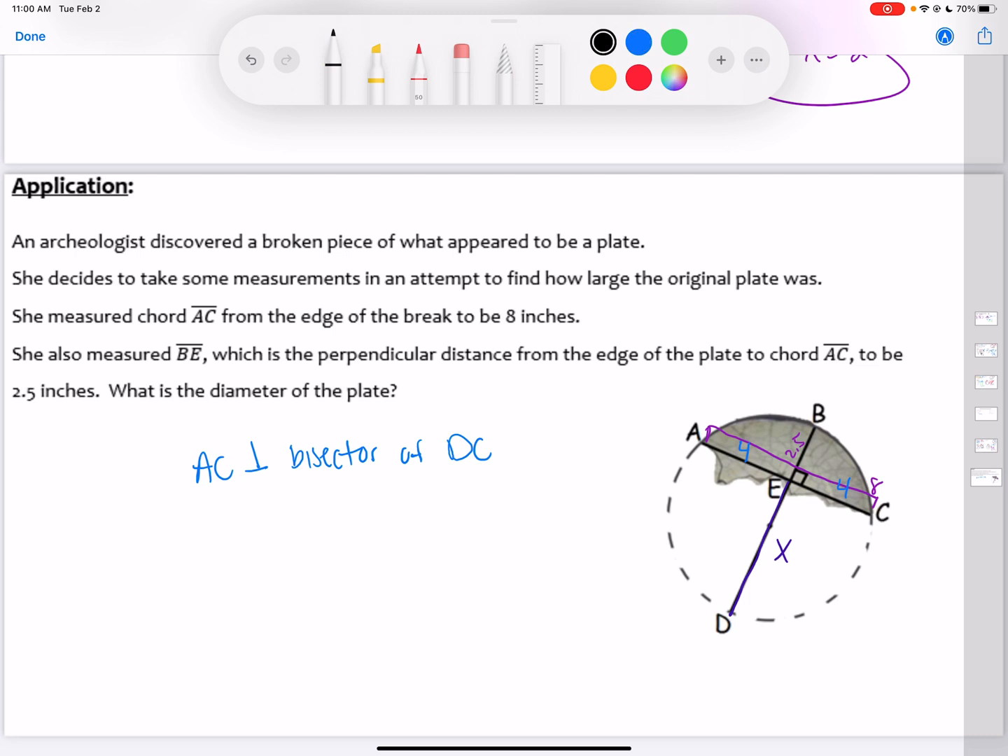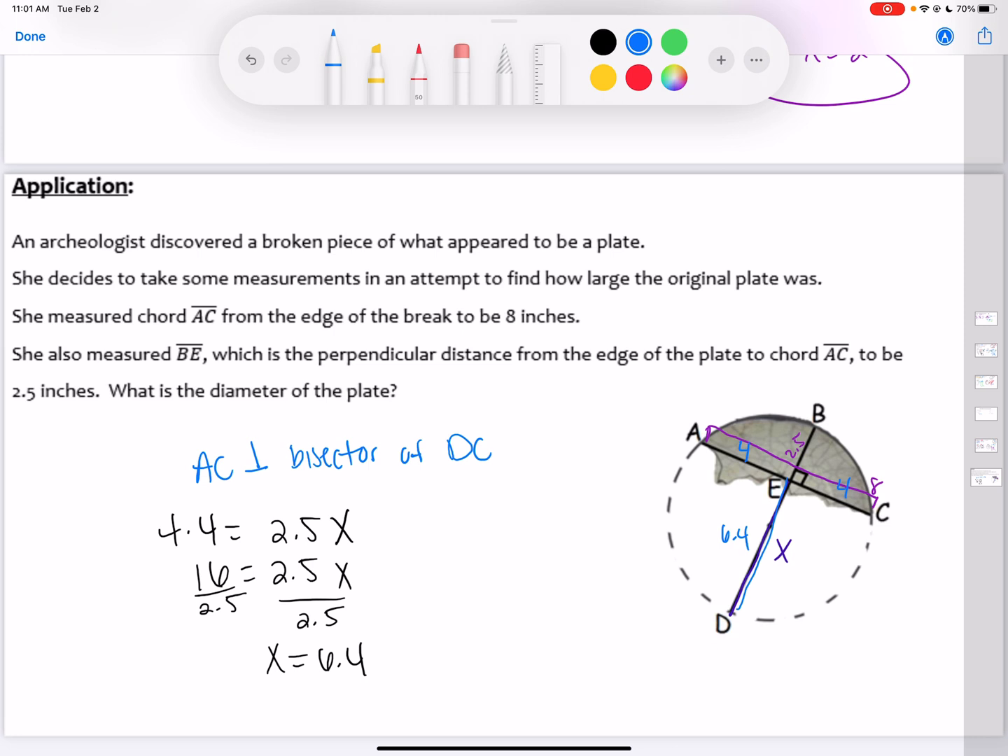So then I can go ahead and use that chord, piece times piece equals piece times piece. So 4 times 4 equals 2.5 times x. 16 equals 2.5 times x divided by 2.5. I promise you the directions will be more clear for next time, because that perpendicular bisector, not just the fact that it was perpendicular, but because it bisected, was a very important piece of information. So 16 divided by 2.5 is 6.4. So x equals 6.4. But again, this question wasn't asking me to find what x was, it was asking me to find the entire diameter.